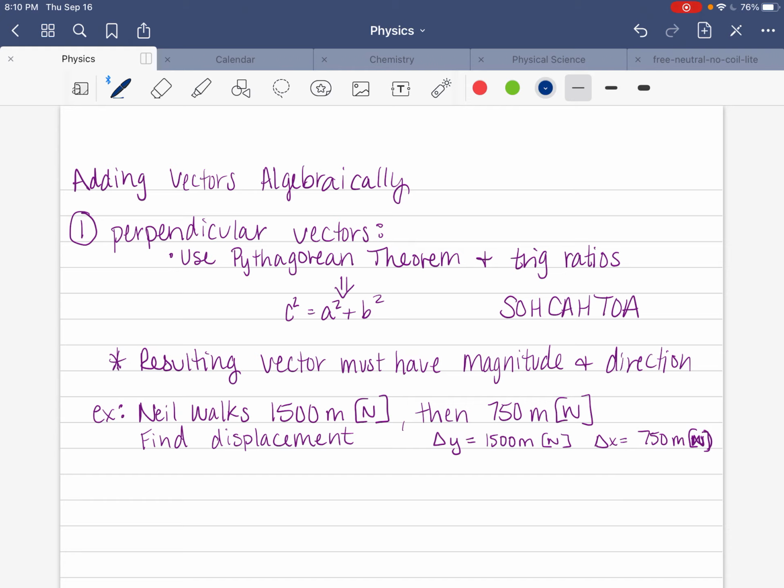For this, we'll use Pythagorean theorem, which is c squared equals a squared plus b squared, and also the trig ratios, specifically the tangent ones. We use the term SOHCAHTOA just to remember the operations. For the TOA part, tangent of the angle is equal to opposite over adjacent side. Remember, because we're going to be creating a resulting vector, it must have not only the magnitude, but also direction. So I'm going to be showing you how to determine the direction of our vector.